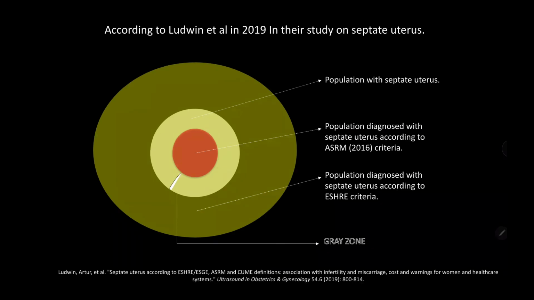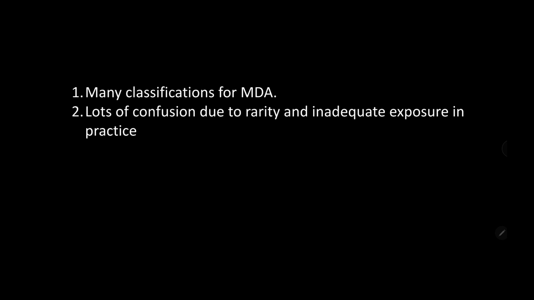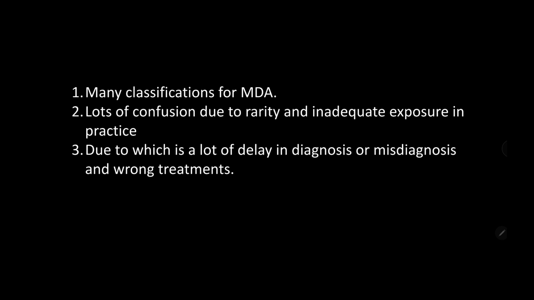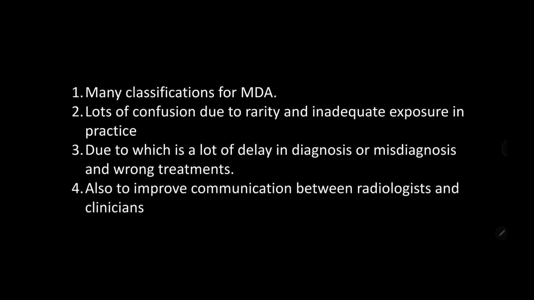And not only that, there were quite a few classifications for Mullerian duct anomalies, and due to inadequate exposure and the rarity of Mullerian duct anomalies in clinical practice, it led to quite a bit of confusion, due to which there is delay in diagnosis, sometimes even misdiagnosis, which led to wrong treatments. And also, to improve communication between radiologists and non-radiologists, there definitely was a need for a new classification system. So there comes ASRM 2021 to our rescue.